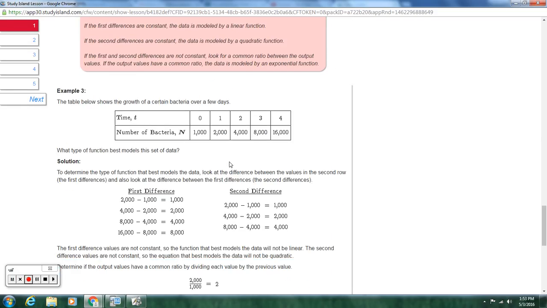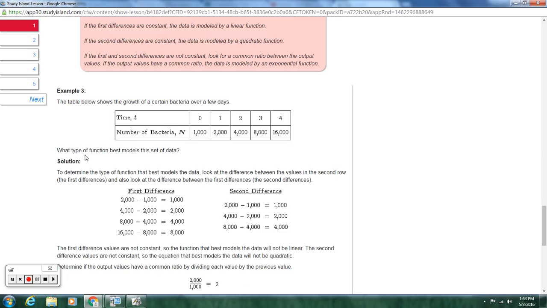All right, right here. We looked at tables last week. So you got time, so I guess this is in days. So 0 days, 1 day, 2 days, 3 days, 4 days. And you got the number of bacteria. So it starts out at 1,000, and then 2,000, then 4,000, then 8,000, then 16,000.